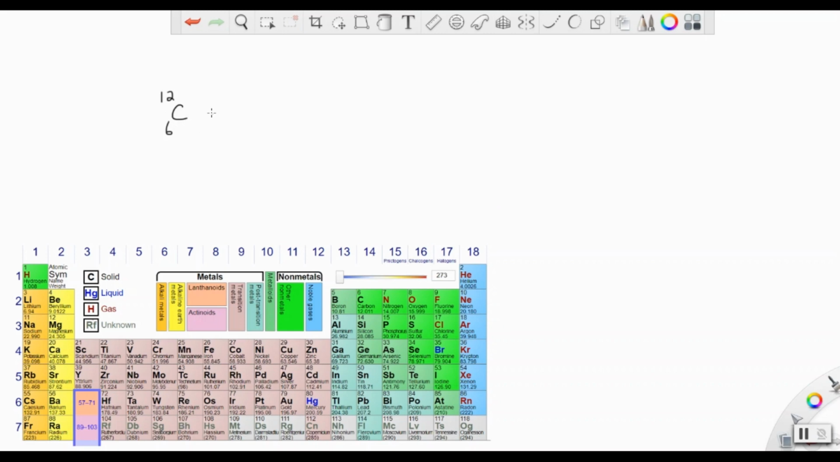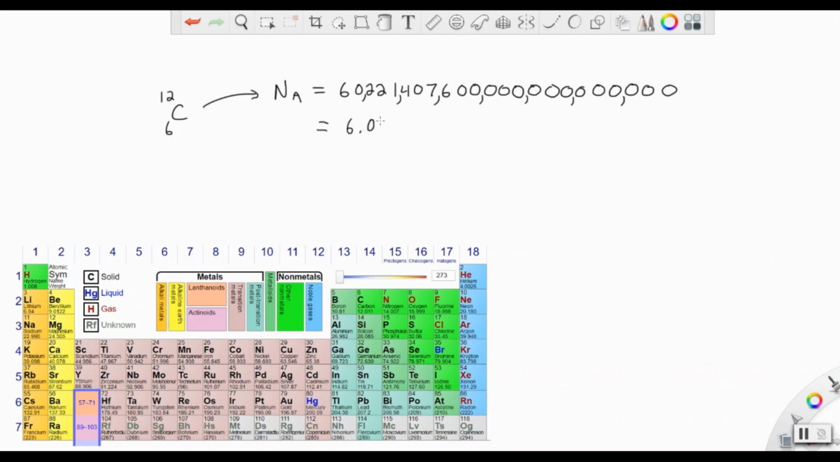Let's take carbon, then imagine that you have exactly 12 grams of carbon. Then how many atoms would it take to match 12 grams of carbon? That's given as Avogadro's number. It would take this many atoms. And that's really cumbersome to write, so we would rather write that in scientific notation, or about 6.02 times 10 to the 23. Okay, so this is where Avogadro's number comes from.